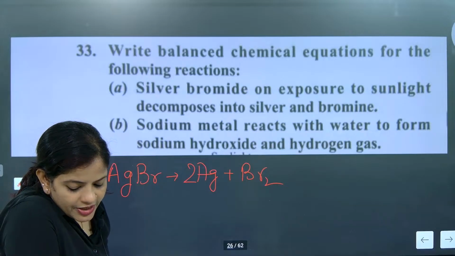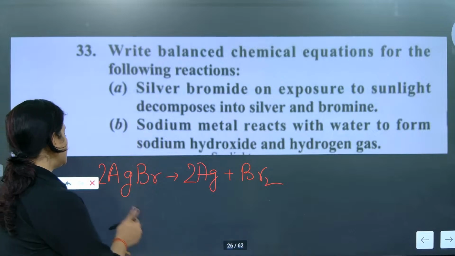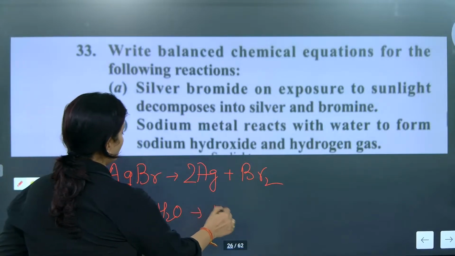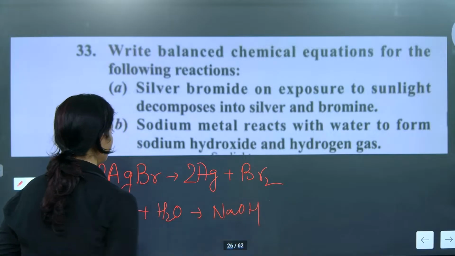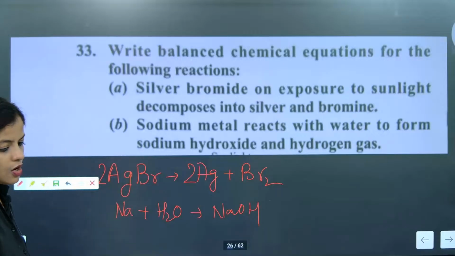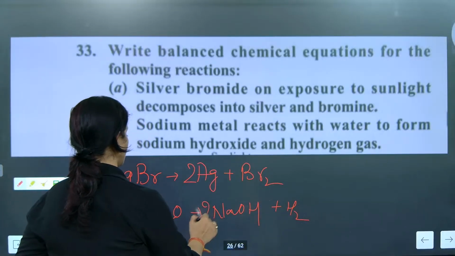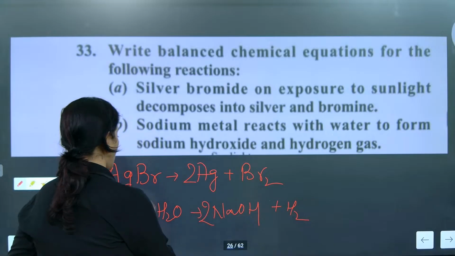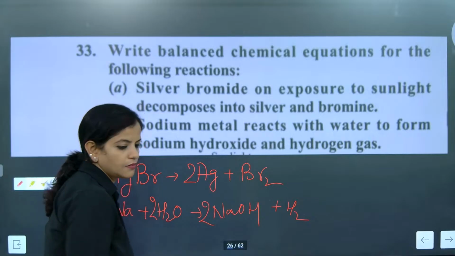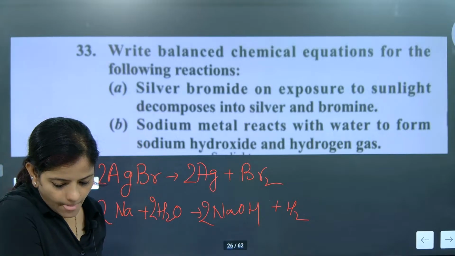The second one is sodium metal reacting with water to form sodium hydroxide. Sodium metal in solid state reacts with water to form sodium hydroxide. Come on, balance it. Sodium hydroxide 2NaOH, but plus H2 will be coming. I balanced it also.